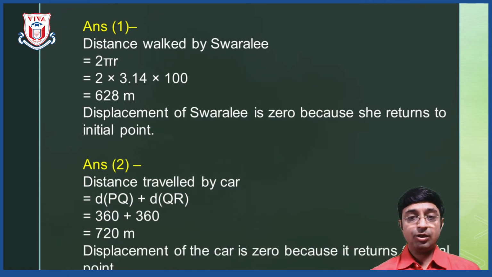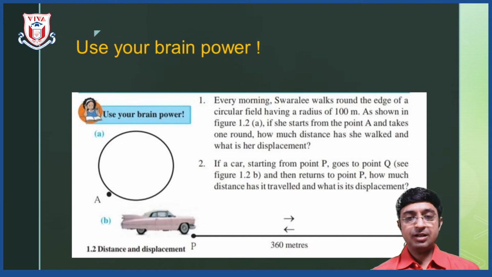Now displacement of Swarali is 0 because she returns to the initial point. Check here. So I will start walking from point A on this circular path and come back to the same point again. So no difference in initial and final point. That's why displacement is 0.